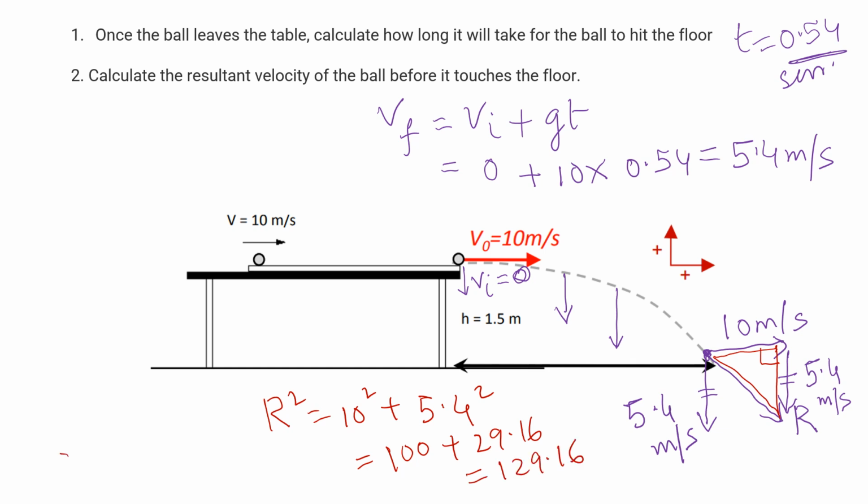And now we will be taking the square root of 129.16. And if you take the square root of 129.16, you get 11.36 meters per second. That is your resultant velocity. So your resultant velocity of the ball is going to be 11.36 meters per second.